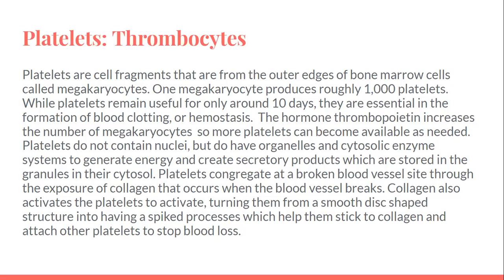So we have a hormone called thrombopoietin, which increases the number of the platelet creating megakaryocytes so they can become more available as needed because they don't last very long. They do not contain a nucleus, but they do have some organelles and a cytosolic enzyme system, which helps them generate energy and create secretory products, which are then stored in the granules in their cytosol.